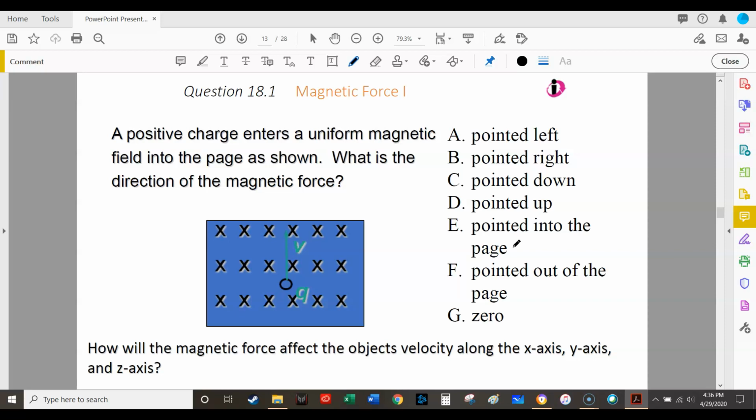Let's try another one, and this one is going to be in 3 dimensions, so we're going to have to be pointing our fingers or palm or thumb in or out of the page. We have a positive particle entering a region of space listed below. The positive particle is moving up, and the magnetic field is pointed into the page. What is the direction of the magnetic force? Is it going to be pointed left, right, up, down, into the page, out of the page, or zero? So go ahead and try this one.